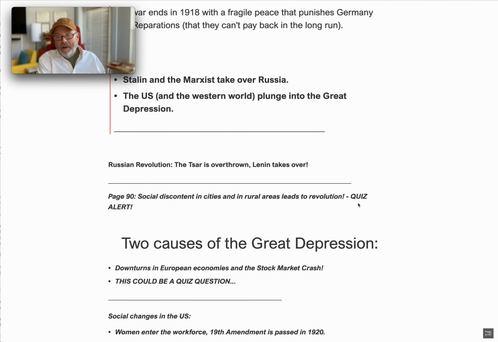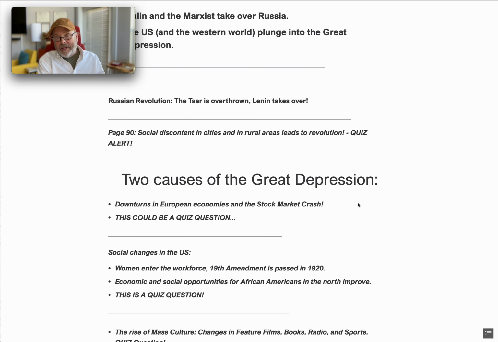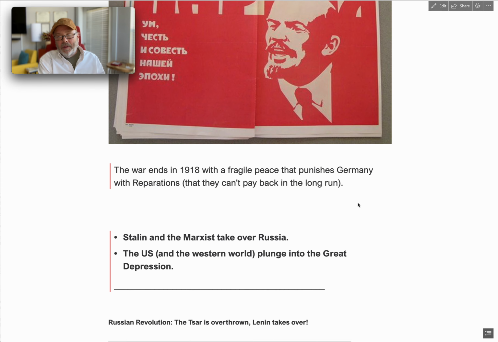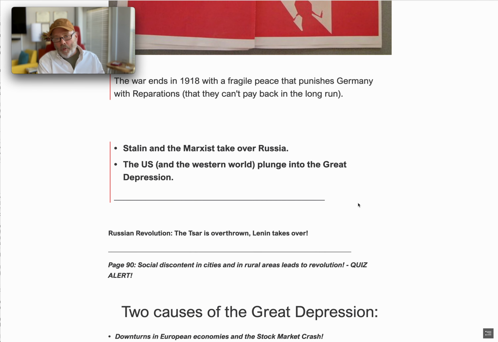Keep that in mind as we're reading through when we talked about the aftermath of the war and how important it is. Certainly the Russian Revolution and the Great Depression are the two things that happened after World War I that are really significant.